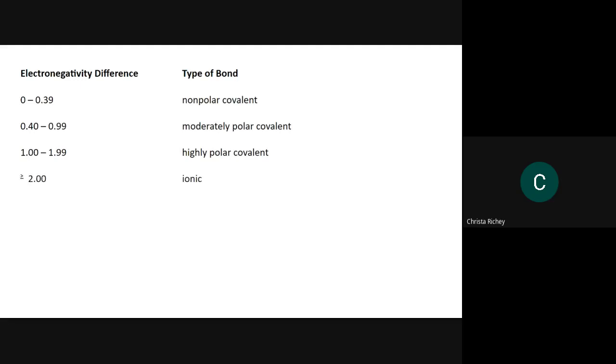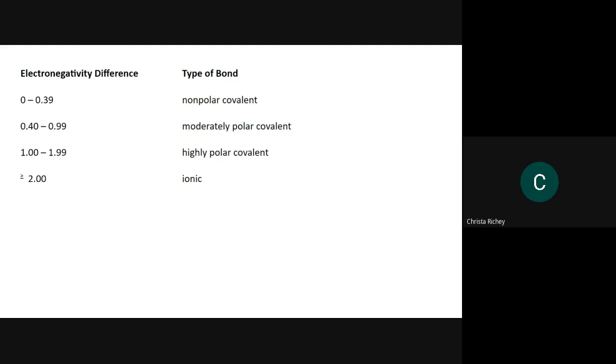All right, so we're looking at this chart. When you subtract the numbers from the periodic table at the bottom of your paper, if it's between 0 and 0.39, it is nonpolar, like carbon tetrachloride. It doesn't have a region of positive and negative. If it's between 0.4 and 0.99, it is moderately polar covalent. From 1 up to 2, but not including 2, it's highly polar covalent. And if it's above 2, it's ionic.